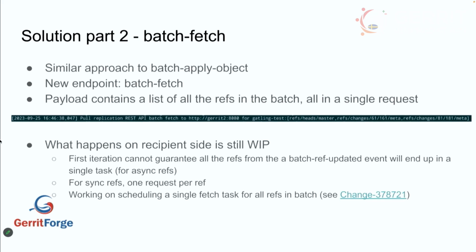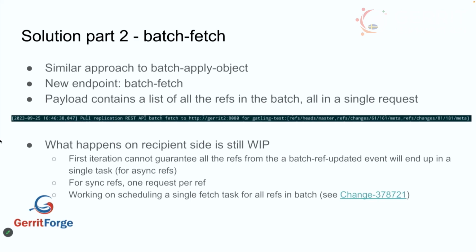Now, on the recipient side, things are still work in progress. The first iteration of the code that we have already merged into master cannot guarantee that all the refs from a batch ref updated event will be in a single task. And this is for async refs.